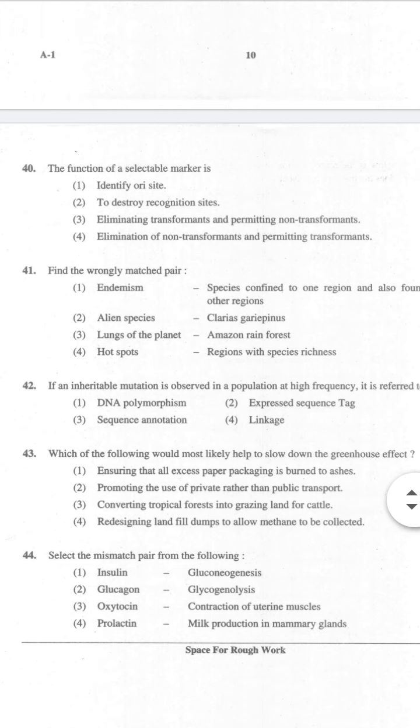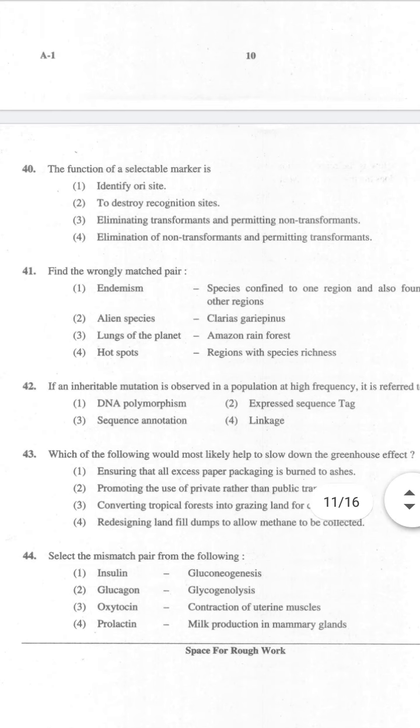The function of a selectable marker is: identify ORI site, destroy recognition sites, eliminating transformants and permitting non-transformants, or option 4, elimination of non-transformants and permitting transformants. So the main function from the given four options is option 4. Let's see the solution for that.